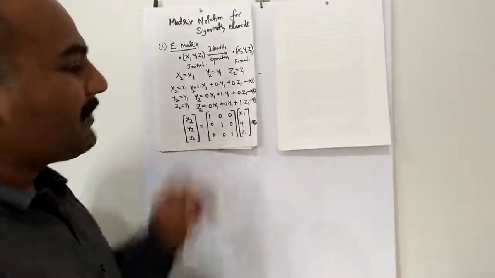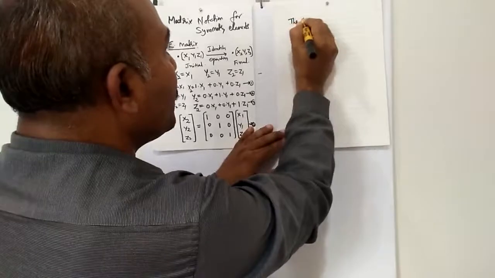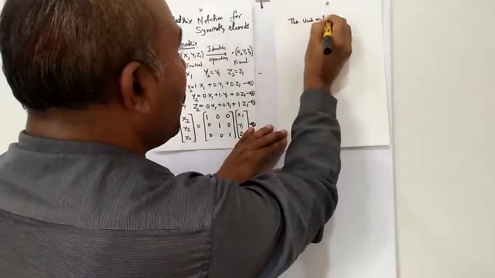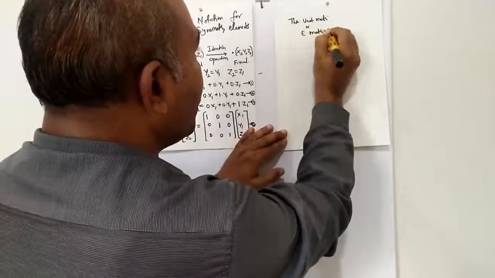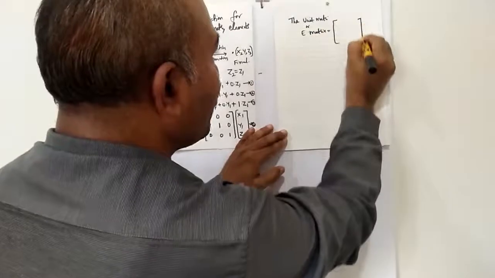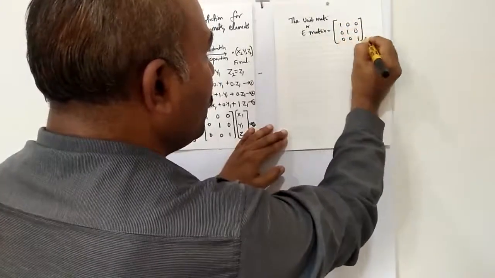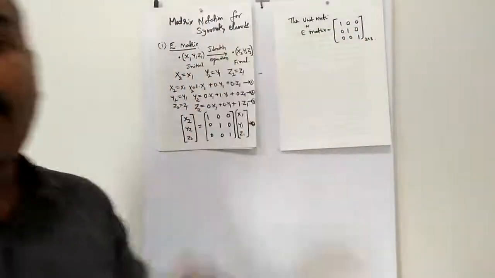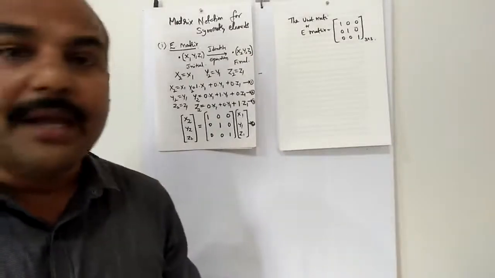From equation 4, the unit matrix or E matrix is represented as 1 0 0, 0 1 0, 0 0 1. This is of the order 3 into 3. So this is the matrix representation for the identity matrix or E matrix.